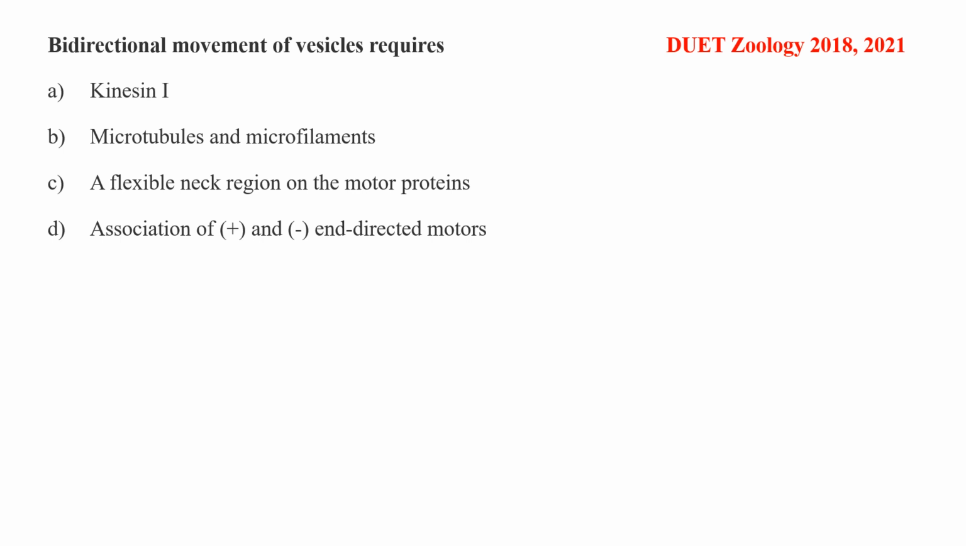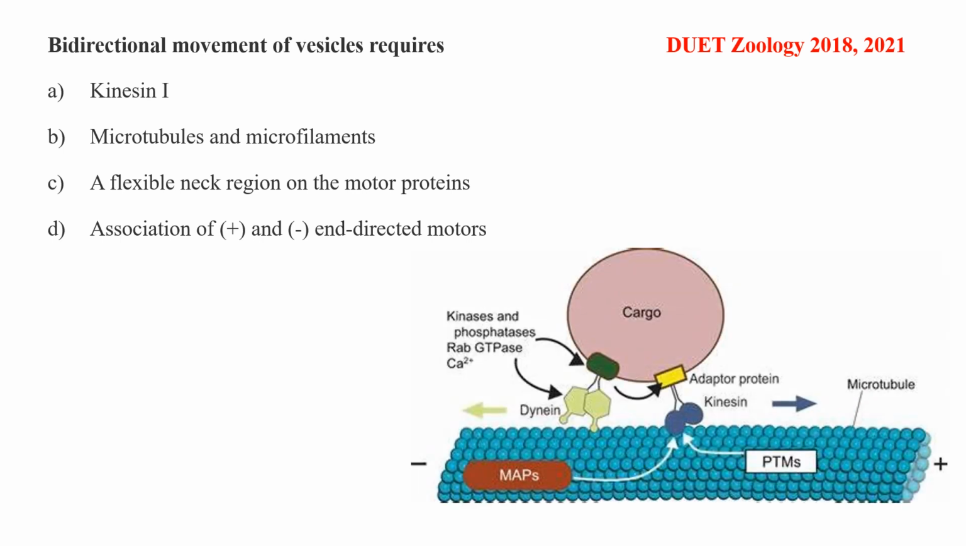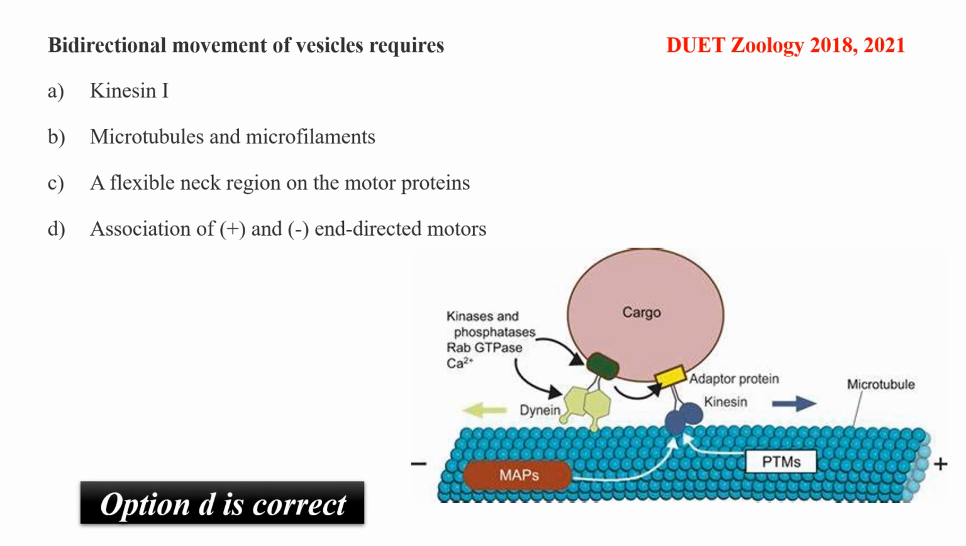which is also known as tug of war. As you can see in the diagram, there are two molecular forces. One is dynein. This molecular motor is taking the cargo towards the negative end of the microtubule, while kinesin is taking the cargo towards the positive end of the microtubule, and hence option D is correct, that the bidirectional movement of vesicles requires association of plus and minus end directed motors.